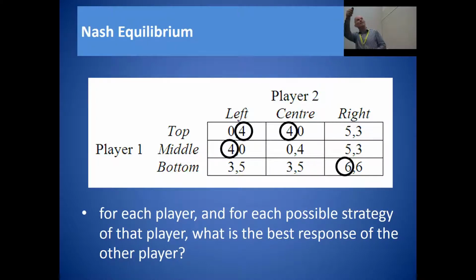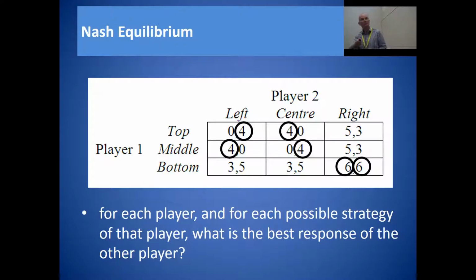Choose left. If player 1 chooses middle, player 2 chooses between left, centre and right. And he will choose centre, exactly. Well done. And then lastly, were player 1 to choose bottom, player 2 would choose right, exactly. Left gives 5, centre gives 5, and right gives 6. Now what suddenly jumps out at you from that? You've all been studying economics long enough to realise, hold on, there's only one cell that's got 2 circles. That probably means something, and it does.